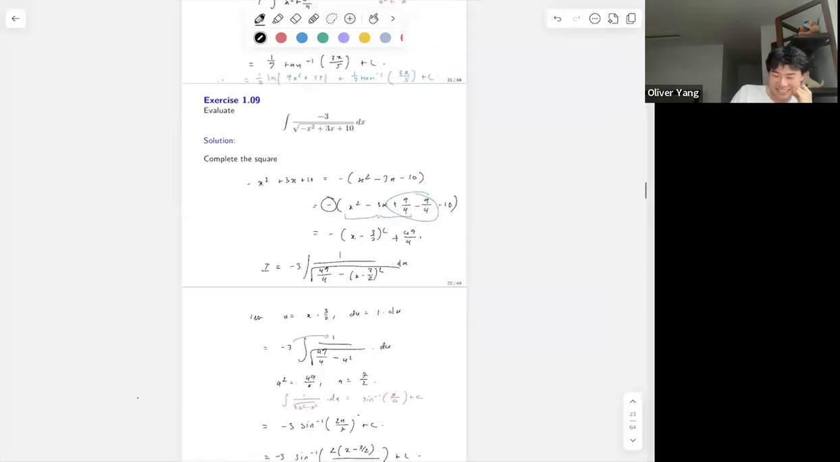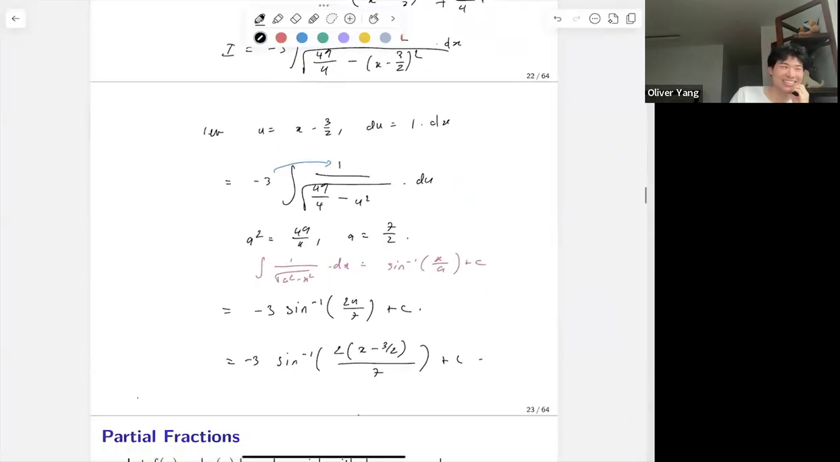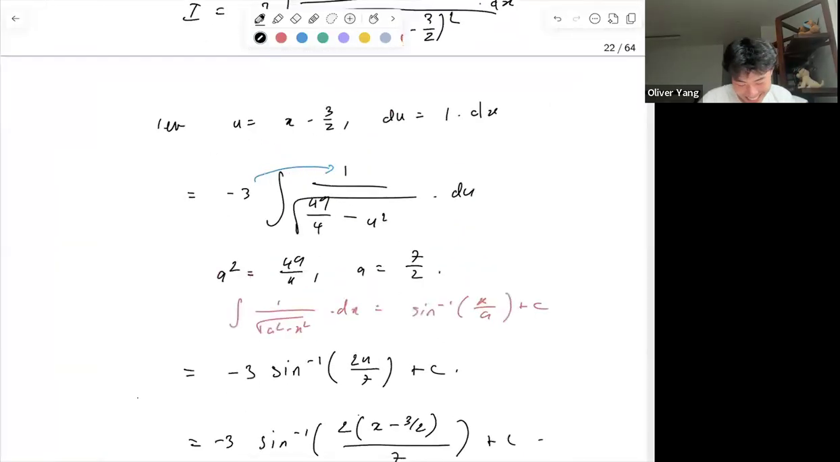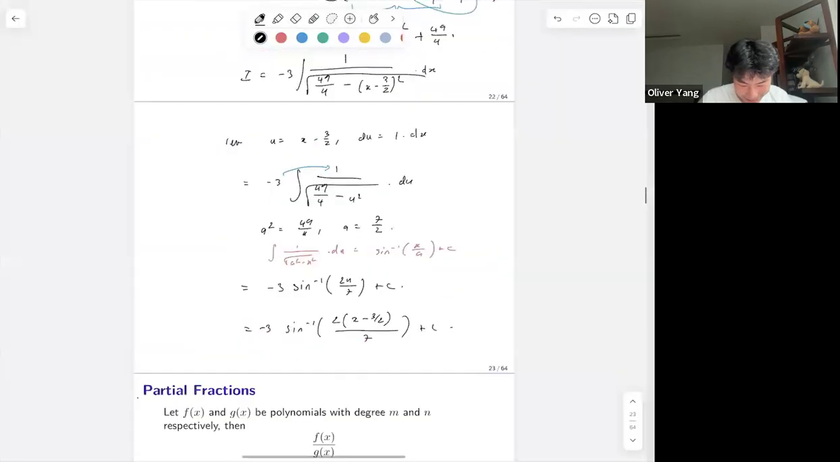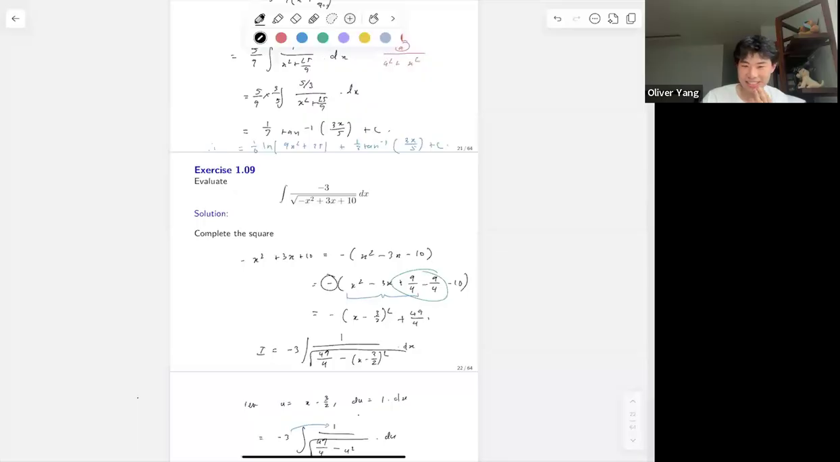Does that make sense on how to do this question? I also apologize for my handwriting, it's kind of bad. But yeah, cool. We're okay with inverse trig integrals.